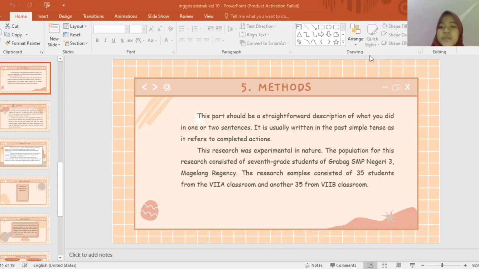The research was experimental in nature. The population of this research consisted of 7th grade students of Grahwak Junior School 3, Magelang Regency. The research sample consisted of 35 students from the 8A classroom and other 35 from 8B.